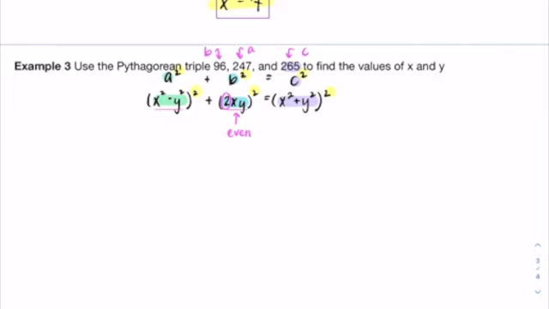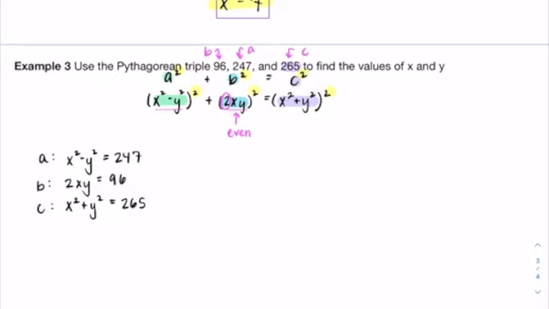So now when we're setting up our equations, our first one is x squared minus y squared. That's for A. So x squared minus y squared is equal to our A value, which was 247. And then for B, that was 2xy, and our B was 96. And then for C, the expression was x squared plus y squared, and the value of C, that's always the longest side from the triple, was 265.